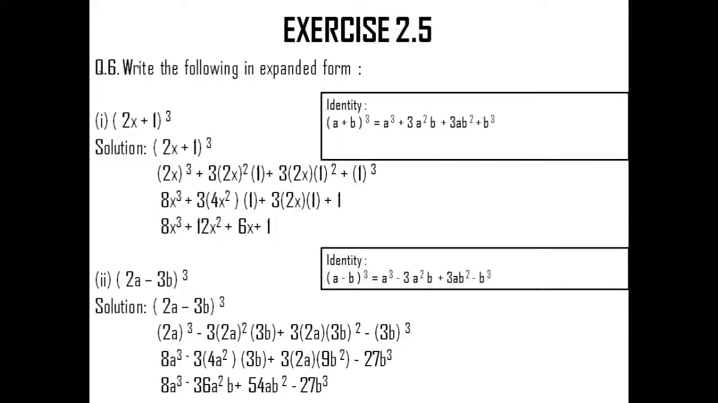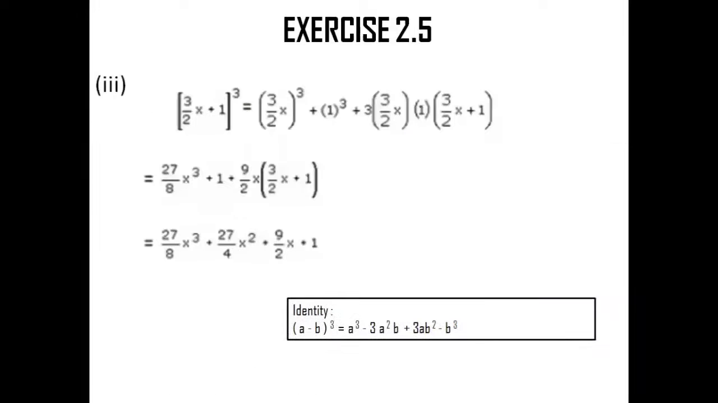Let me tell you the solution to the third question. The question is 3 upon 2x plus 1 upon the whole cube. Yeah, it looks different, but the solution is very easy. It's the same identity that shall be used. Yes, which identity shall be used over here? The identity that we shall use over here is a plus b the whole cube. And as you could see on the bottom of the page, what is a plus b the whole cube? It is equal to a cube plus 3a square b plus 3ab square plus b cube.